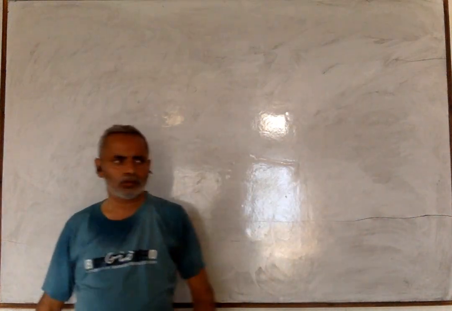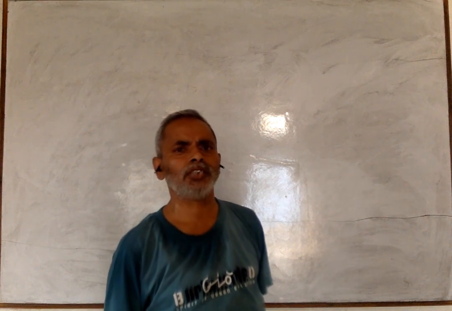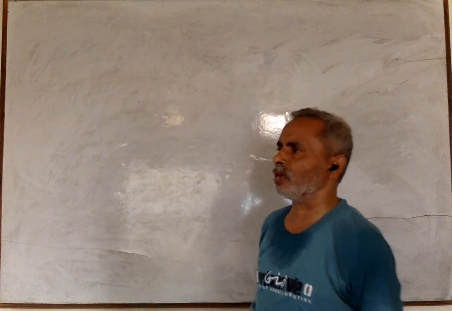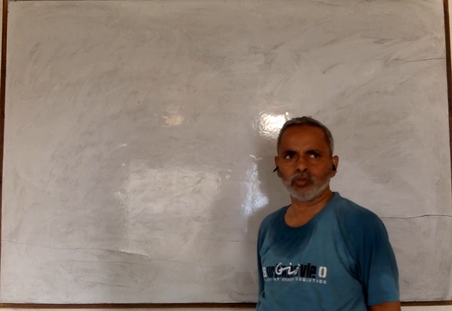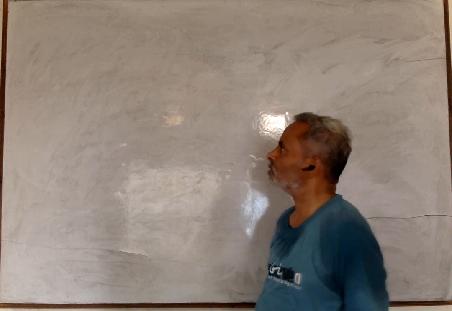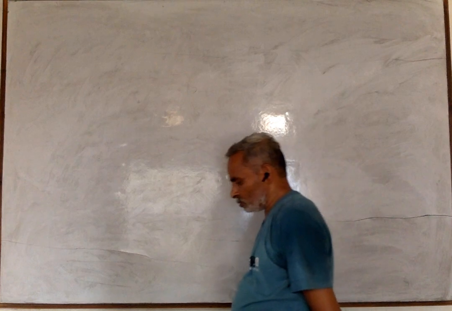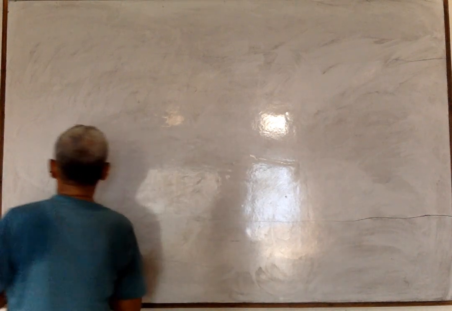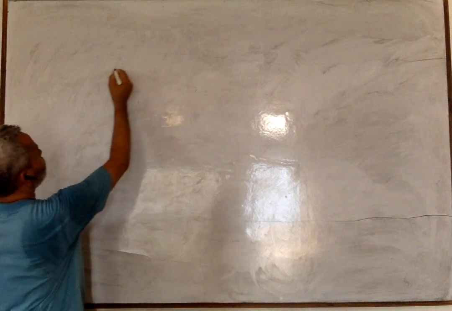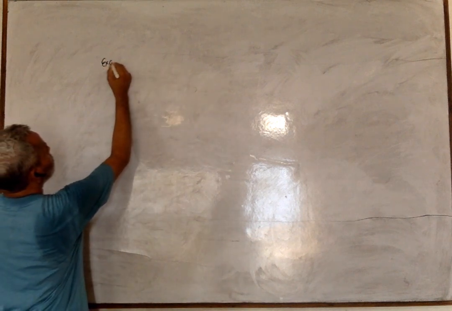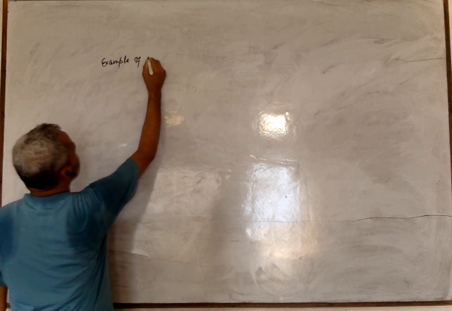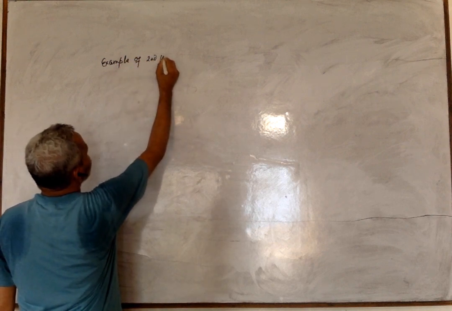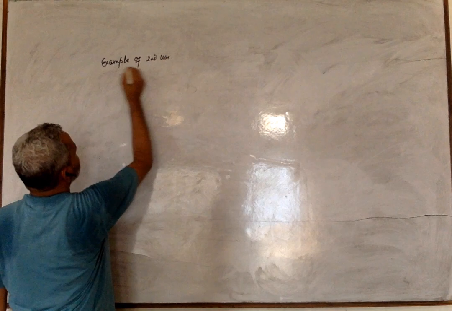In the previous lecture, we discussed the example of the first use of dimension, conversion of units from one system into another. Now we discuss the example of the second use of dimension.